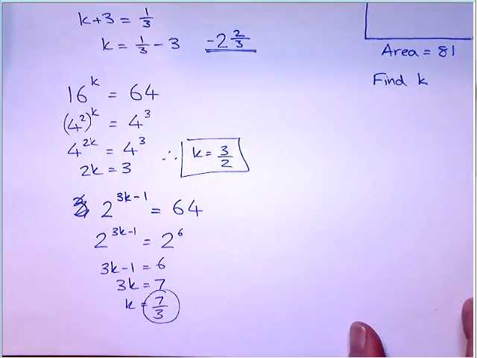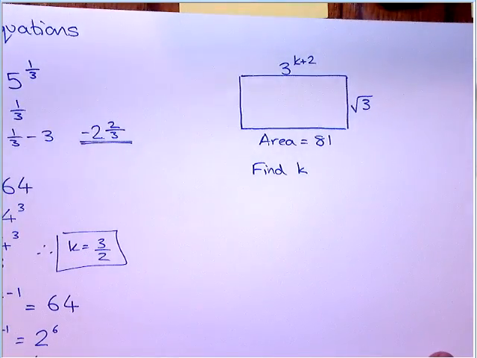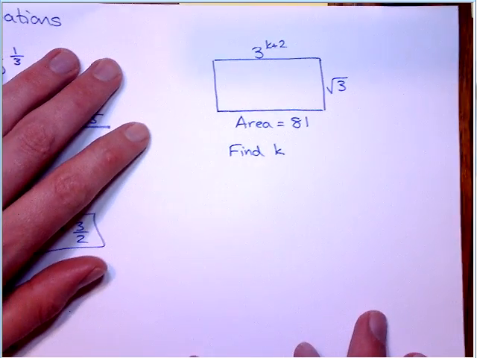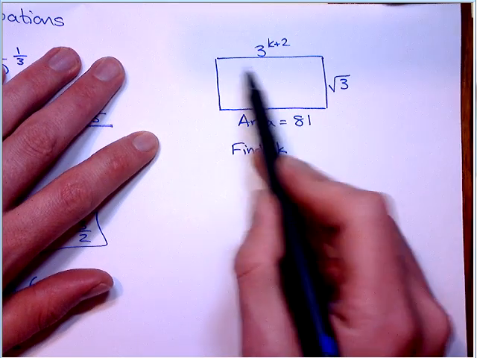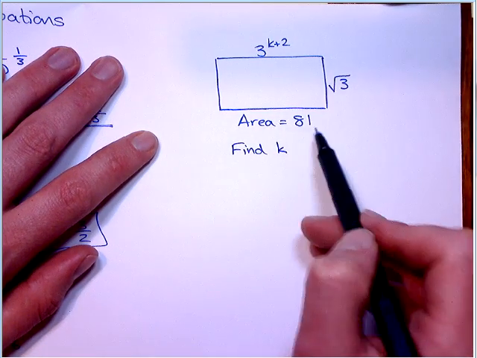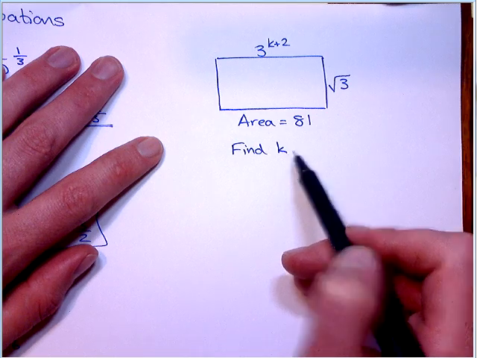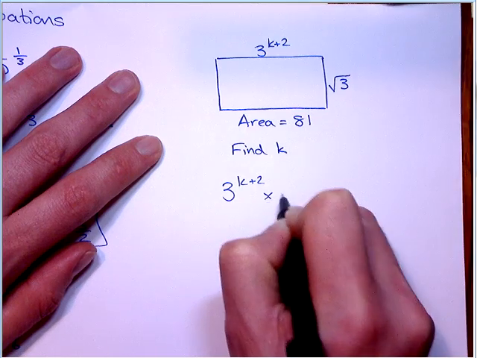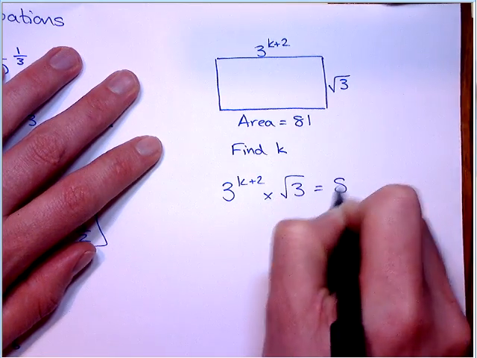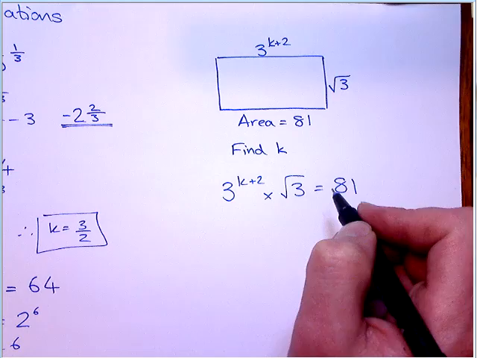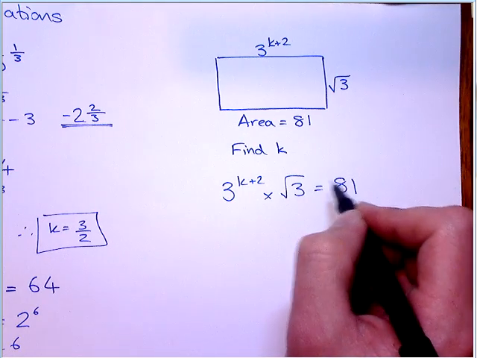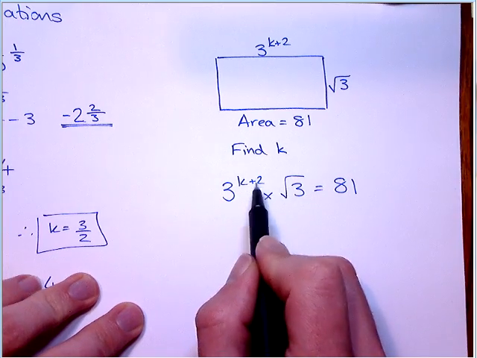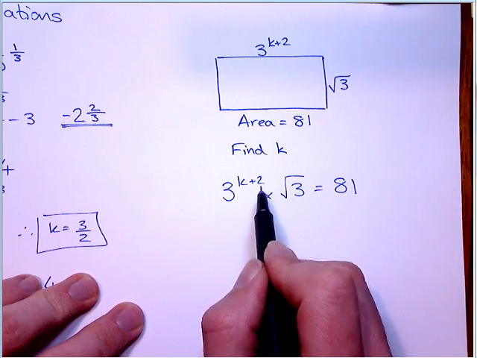Now this next question for solving equations is way harder, and they're really mean if they give you something like this, but I thought I'd better prepare you for it. So they're telling you, here's a rectangle, the area is 81, find the value of k. So we know that 3 to the power of k plus 2 multiplied by the square root of 3 is 81. Now this is a surd, and you can get all wrapped up with surds and try and simplify this, but don't, because this is an indice, and when there's an indice, try and write everything as indices.